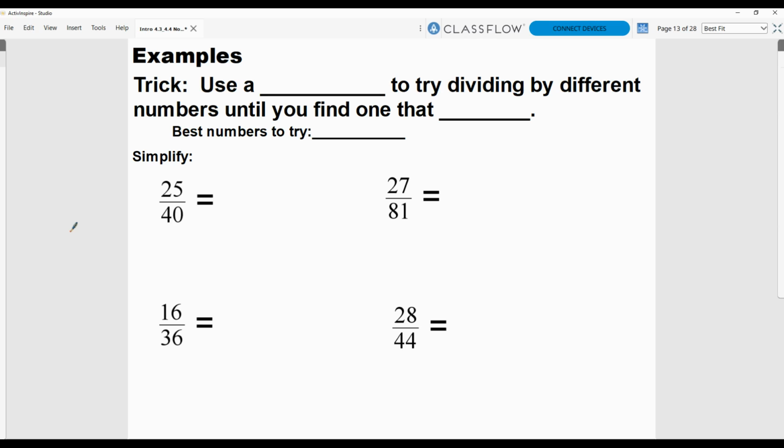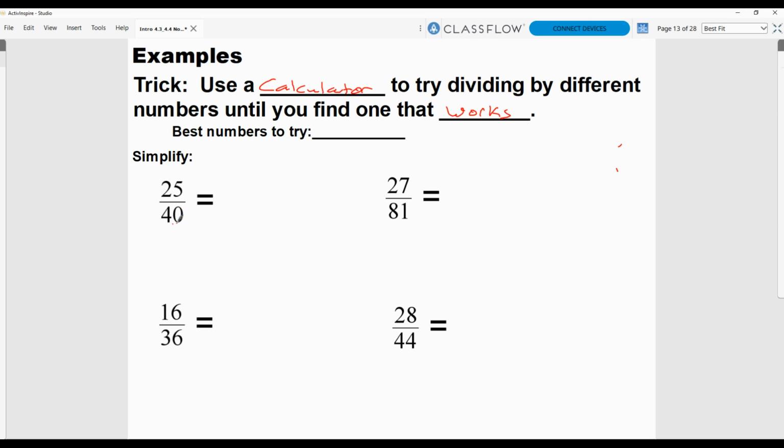And a trick that you can use to really help you out on this is to use a calculator. It'll make your life go a whole lot easier. Use a calculator and just try dividing by different numbers until you find one that's going to work. So you want to find one that works.